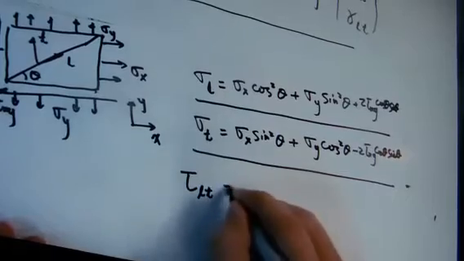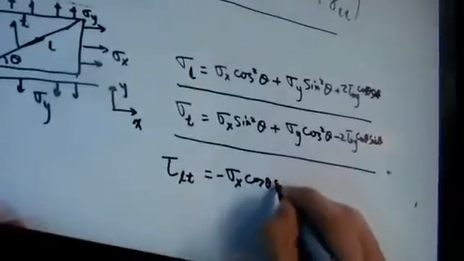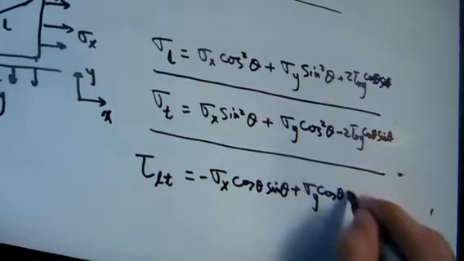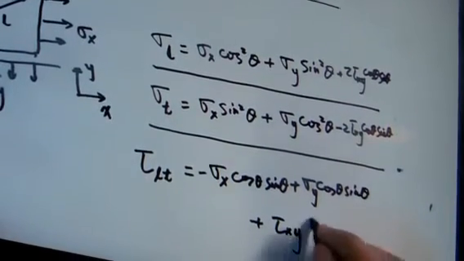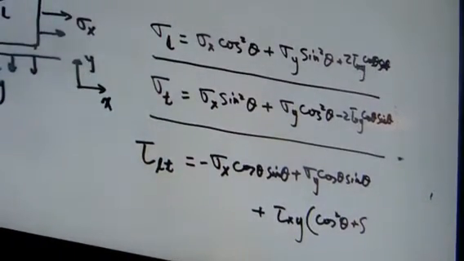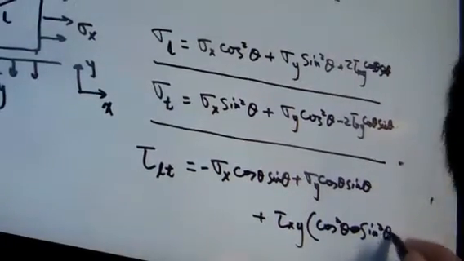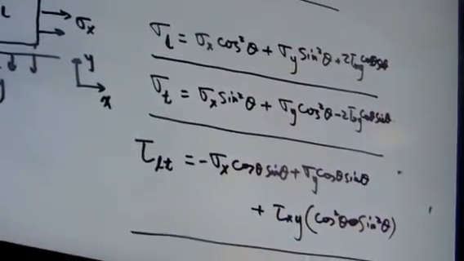And tau LT equals minus sigma x cosine theta sine theta plus sigma y cosine theta sine theta plus tau xy times cosine squared minus sine squared. This is the third equation. So this is the so-called stress transformation equation.